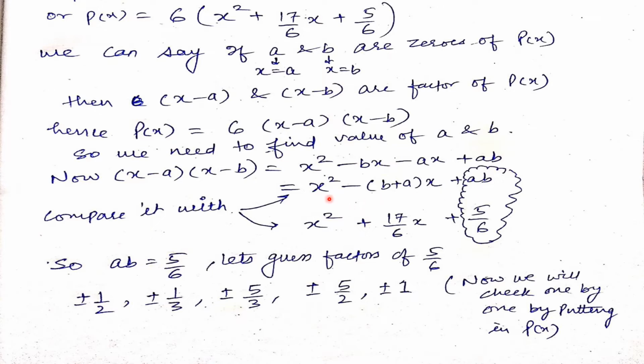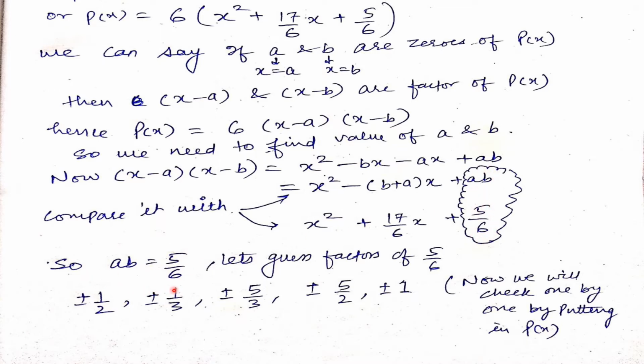So I am comparing this expanded form of this equation with our equation, which is x² + 17/6 x + 5/6. Please compare. They both have the same coefficient, that is 1, 1. In this case they are comparable because x² and x² are the same. In the last term, this ab is a constant, this 5/6 is a constant. So can we say they both should be equal? Because that only will help us to guess the factors. So we will take this ab and this 5/6 as equal.